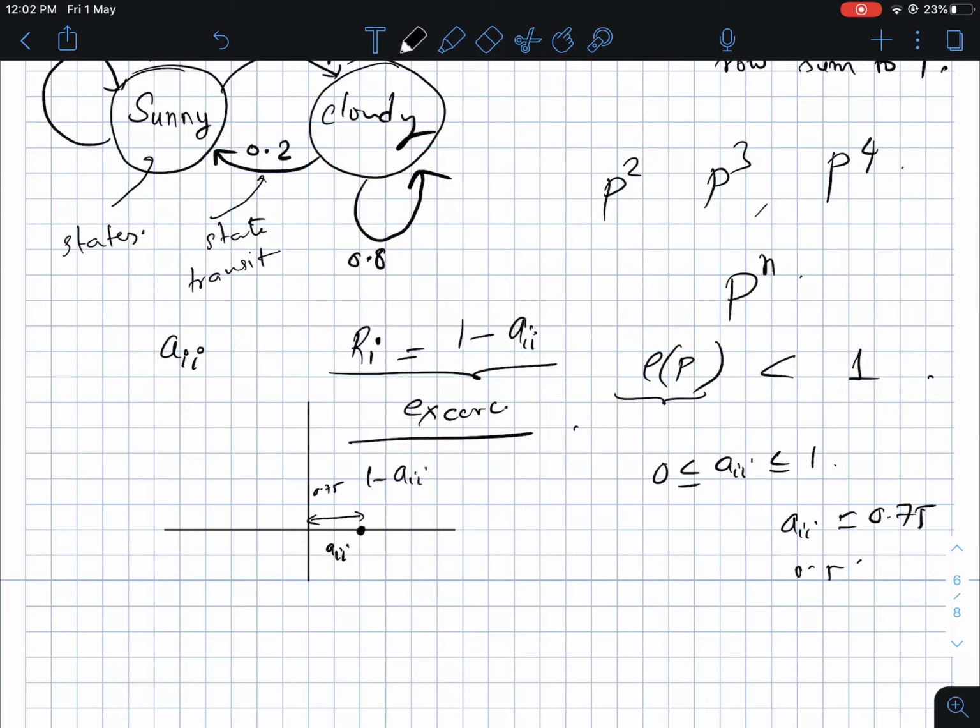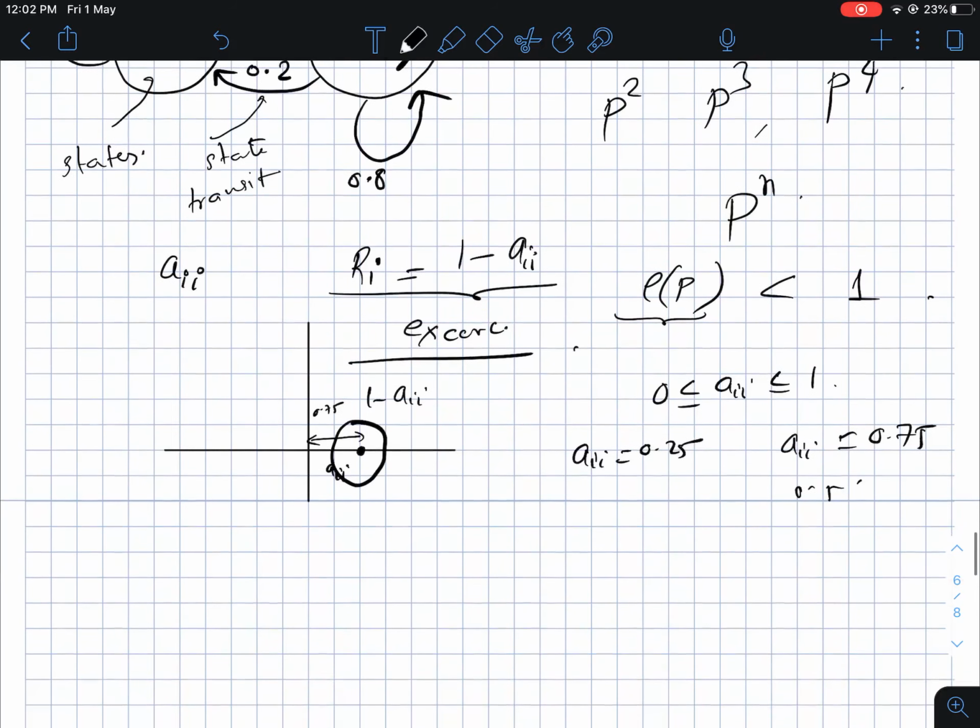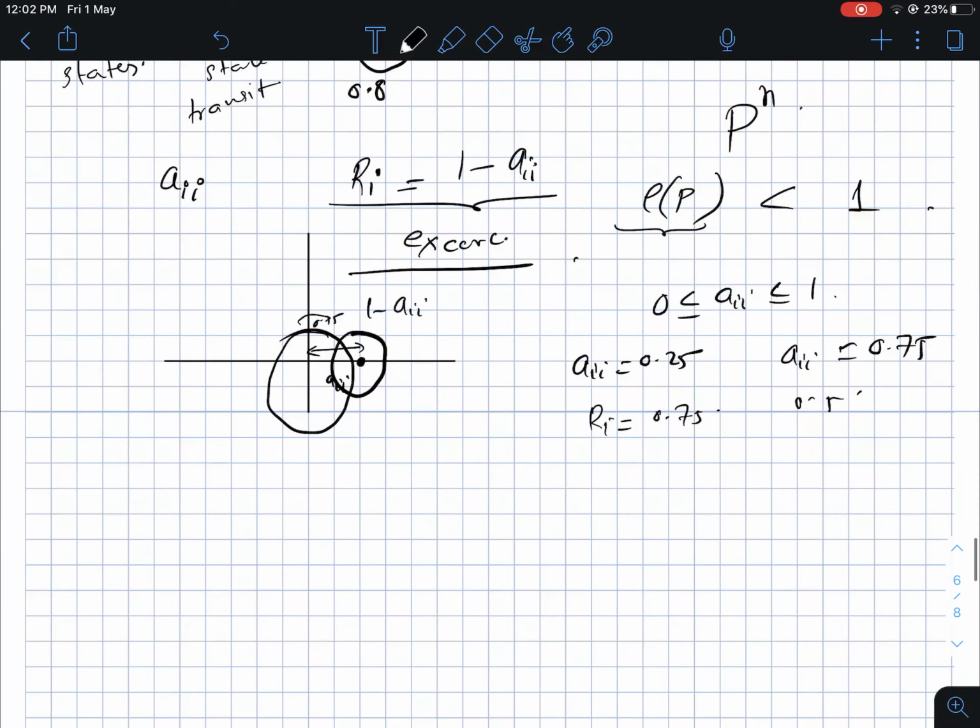If you draw the circle, you will get something like this. Or you could have a_ii close to 0, maybe 0.25, in which case the radius R_i is going to be 0.75. In that case the circle is going to include some negative portion and will look something like this. Not to scale, just rough diagrams. In any case, the worst scenario for you is when a_ii is close to 0, in which case the radius is 1.